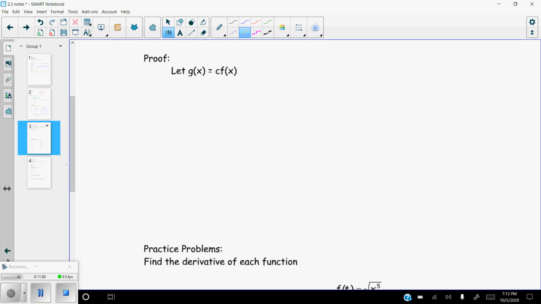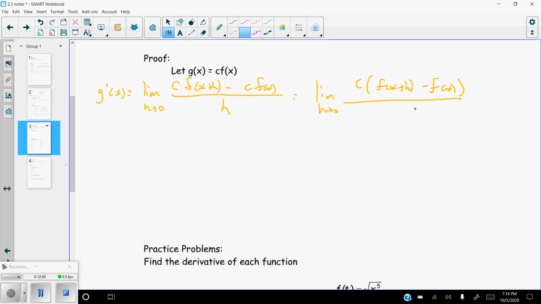So g prime of x is going to equal the limit as h approaches 0 of f of x plus h, so that's c f of x plus h, minus f of x, which is cf of x, because that's the function, over h. Okay? Now that we're dealing with a limit, on the numerator, I can actually factor the c out. So I get c times f of x plus h minus f of x all over h.